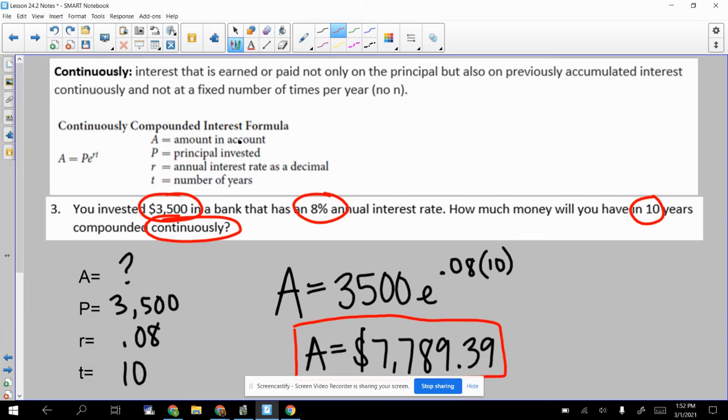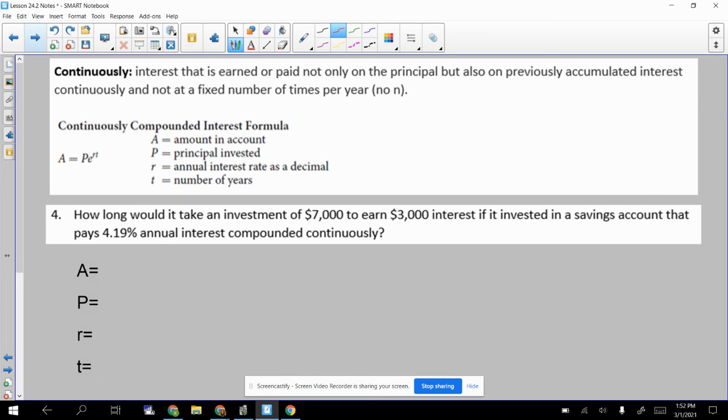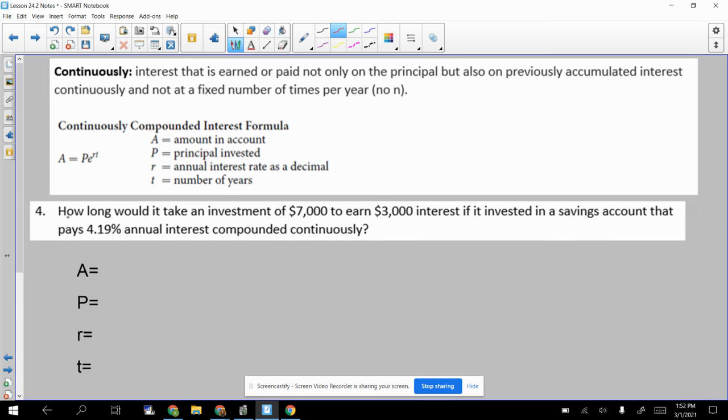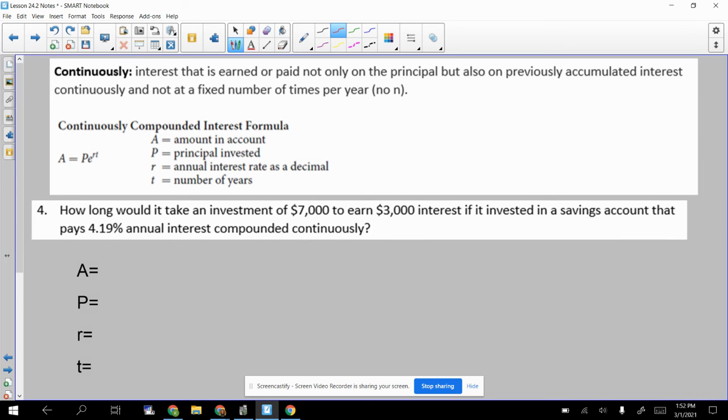All right, so we have one final type of problem that we're going to do, and these get a little bit harder. It's when you're trying to solve for the time. Okay. So in this case, it says right away how long. So because it says how long, we know T is our question mark.